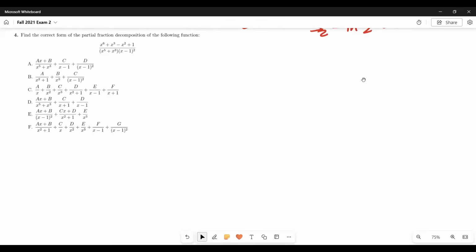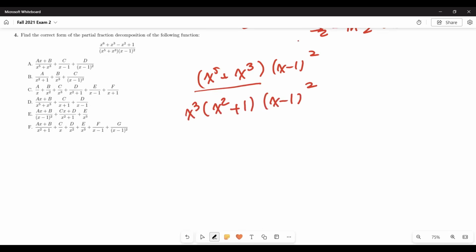So this question has to find the correct form of the partial fraction decomposition. Our numerator has x to the 5th power plus x cubed, and then the denominator is x minus 1 squared. In the partial fraction decomposition, you have to first separate the terms. So you can group x cubed plus x to the 5th into x cubed, x squared plus 1, over x minus 1 squared. And after that, you start with the biggest term, meaning x squared plus 1. So let's start with writing x squared plus 1 plus the next term, and then x cubed and x minus 1 squared.